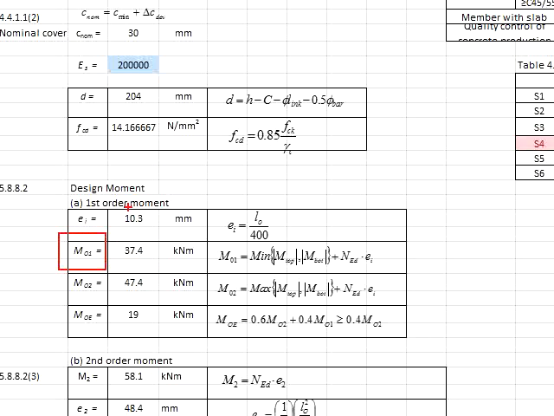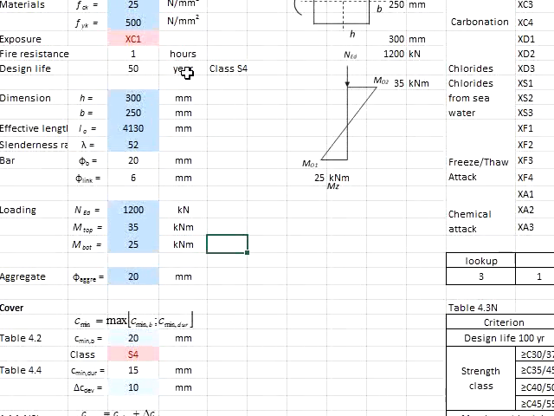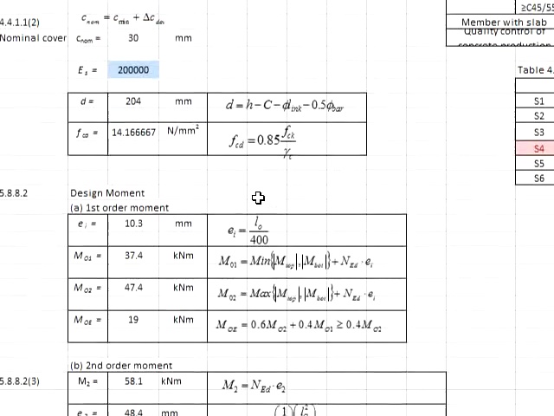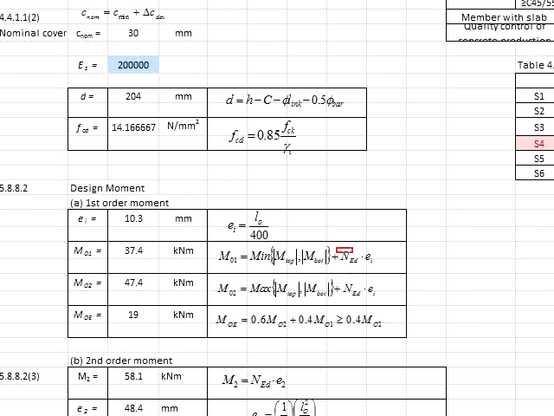M01 will be the smaller value, which is 25 plus the moment due to the NED times EI. With the M01 and M02 determined, you are able to determine the N0E as given in the formula here, which is 60% of M02 plus 40% of M01.